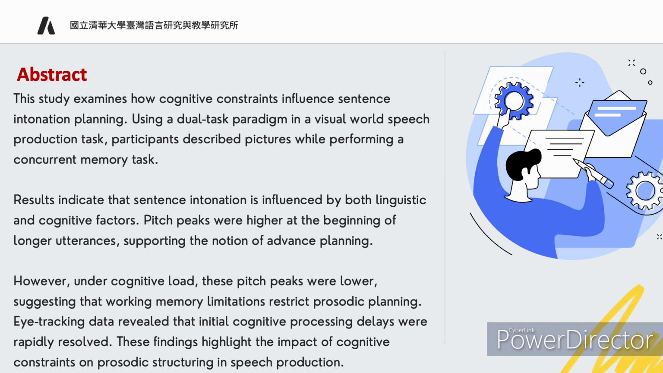Pitch peaks were higher at the beginning of longer utterances, supporting the notion of advanced planning. However, under cognitive load, these pitch peaks were lower, suggesting that working memory limitation restricts prosodic planning. Eye tracking data revealed that initial cognitive processing delays were rapidly resolved. These findings highlight the impact of cognitive constraints on prosodic structuring in speech production.